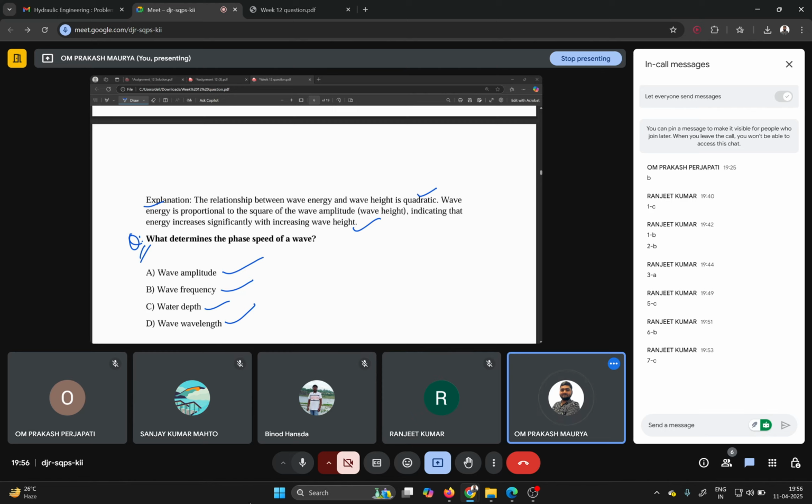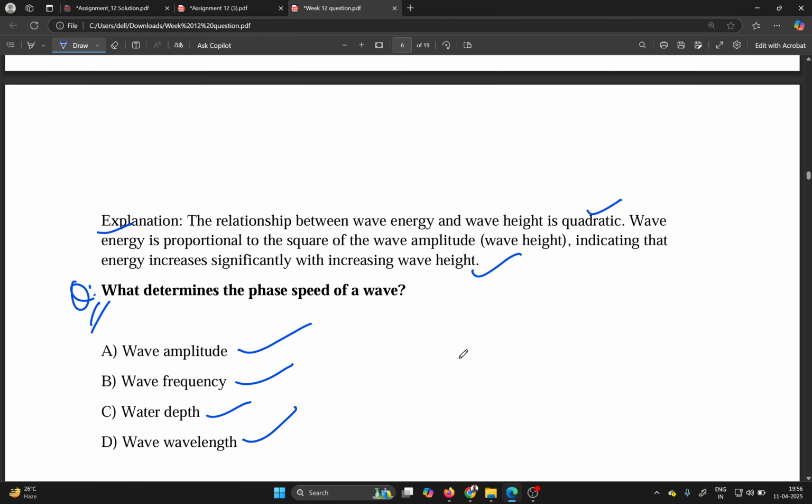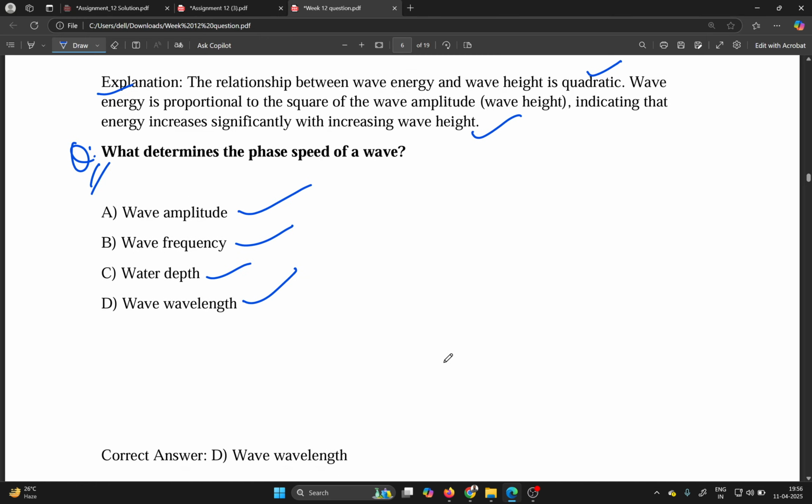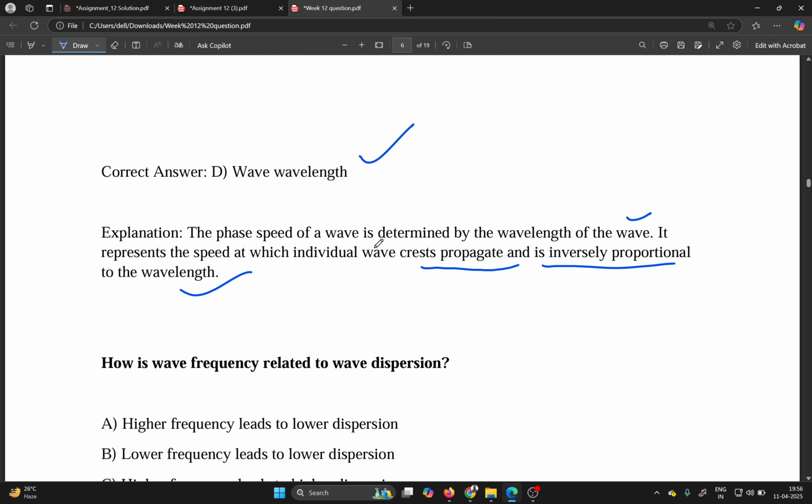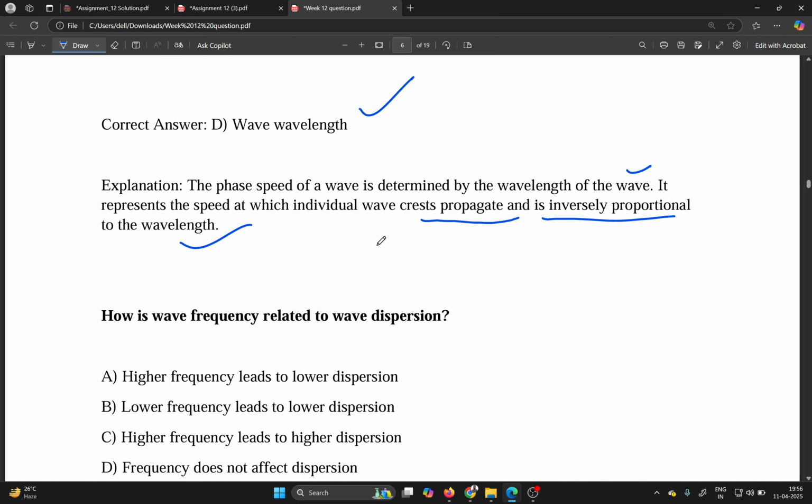Okay, so let me just show you. That is the wavelength. Remember please, wavelength. The phase speed of wave is determined by the wavelength of wave, and it represents the speed at which individual wave crests propagate and is inversely proportional to the wavelength. So remember.